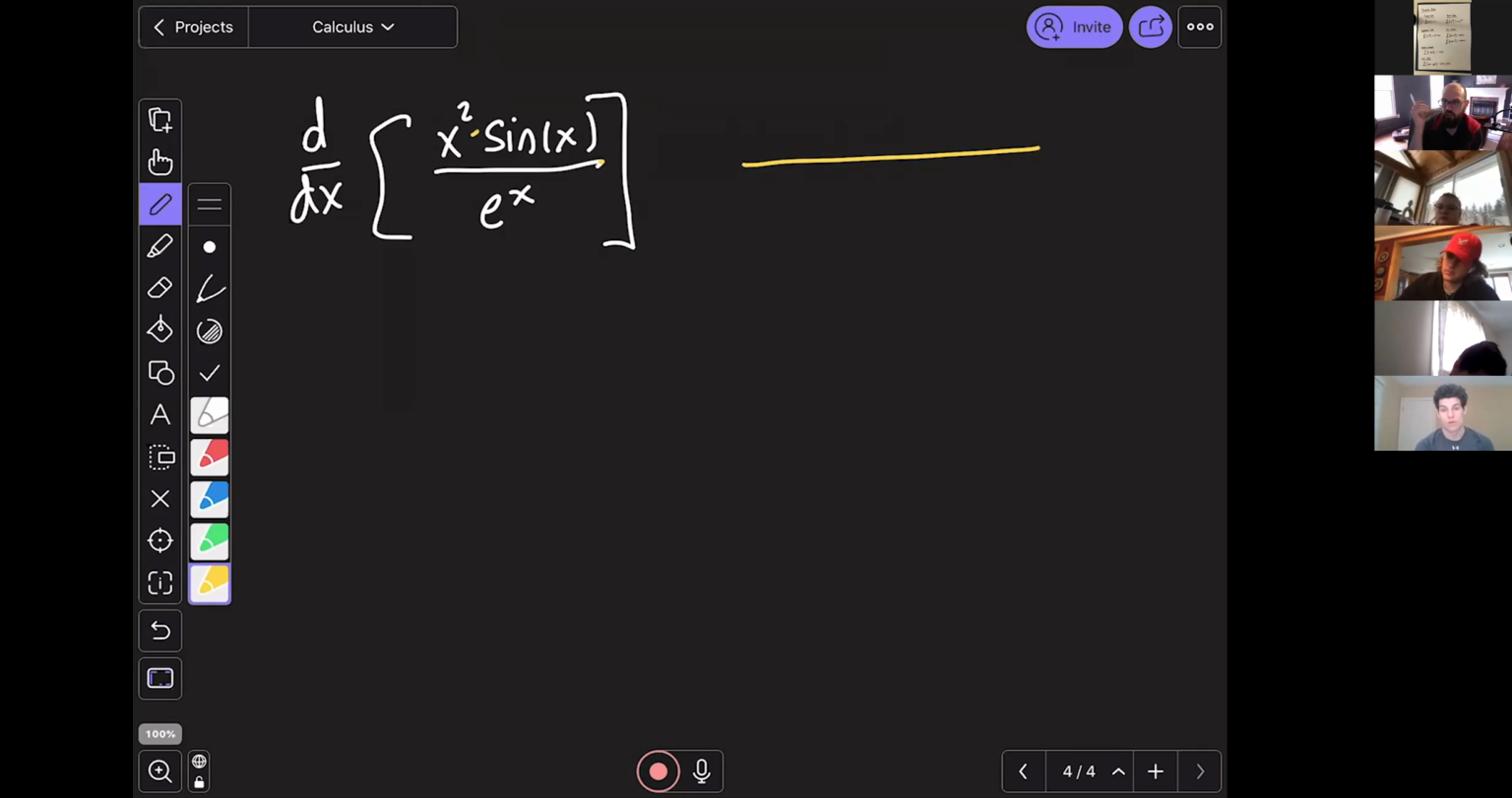Okay, so since the product rule is inside, right, it happens as our numerator, that's going to tell us we're going to use quotient rule first, right? So we have this up here, we have a product inside of the quotient.